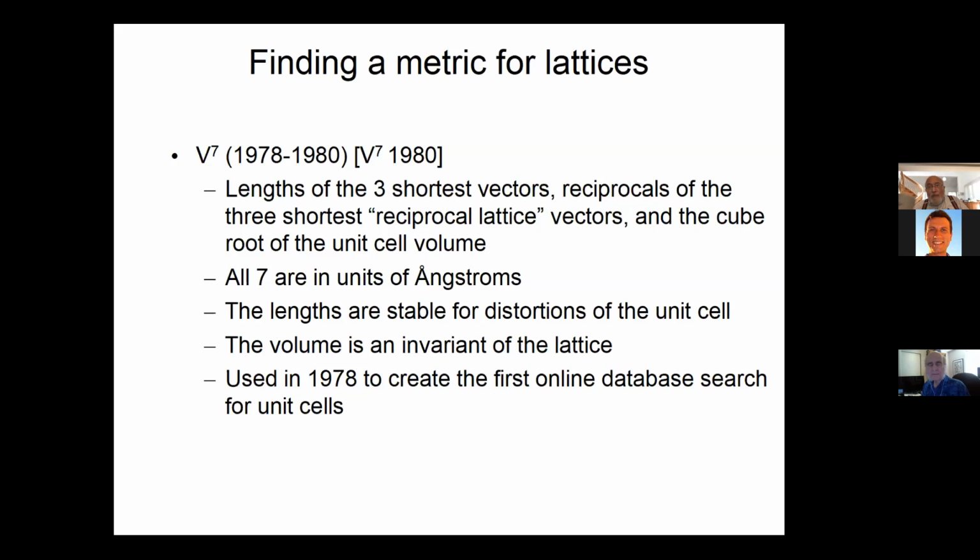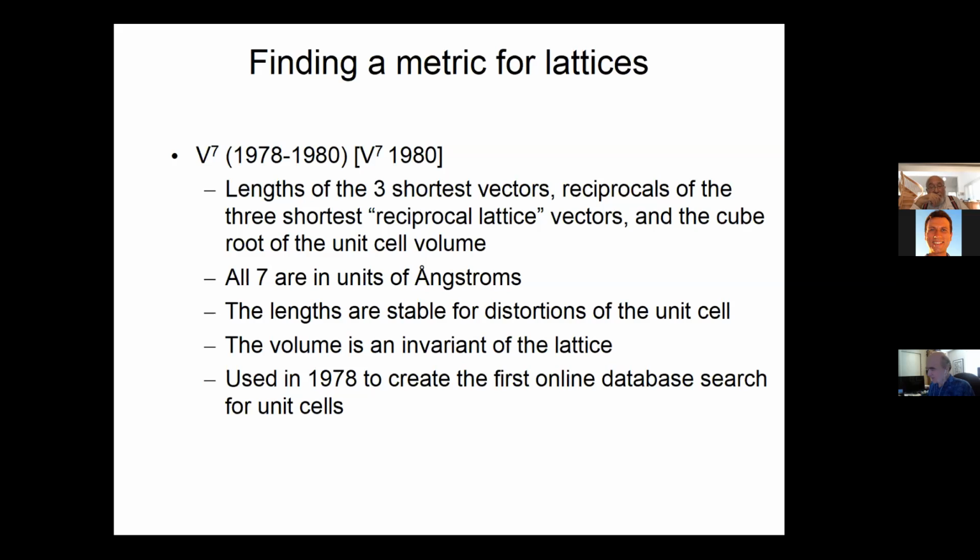So we created a vector that took the 3 shortest lengths, the reciprocals of the reciprocal lattice vectors, and we would reduce the reciprocal cell and took the cube root of the unit cell, which gave 7 parameters that were in the units of angstroms. The interesting thing is these are stable to distortions of the unit cell. So you change the unit cell a little bit, you're going to change this vector only a small amount. And the volume is an invariant of the unit cell. All primitive cells in a lattice, doesn't matter where you choose it, have all the same volume.